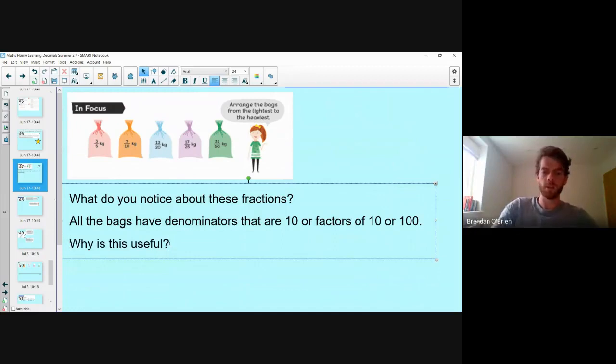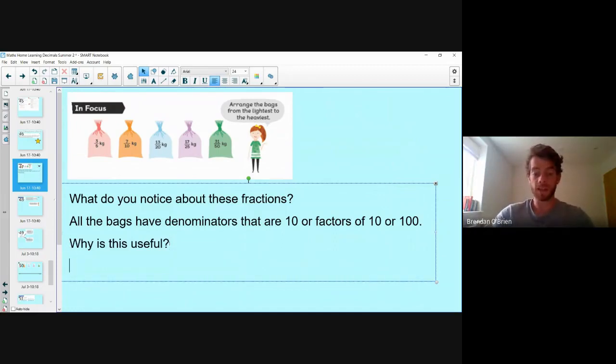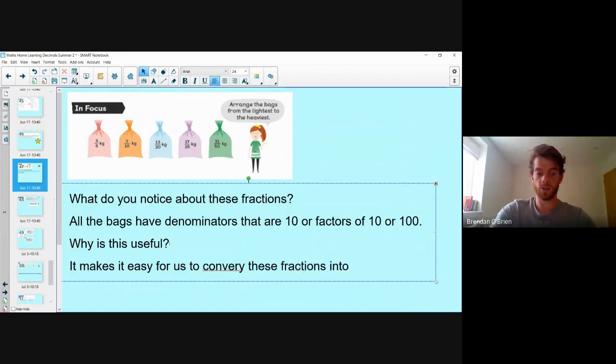Well, if our denominator is 10 or a factor of 10 or 100, it makes it easy for us to convert these fractions into decimals. Okay, so all our bags have denominators that are 10, or are factors of 10 or 100, and this makes it easy for us to convert these fractions into decimals.